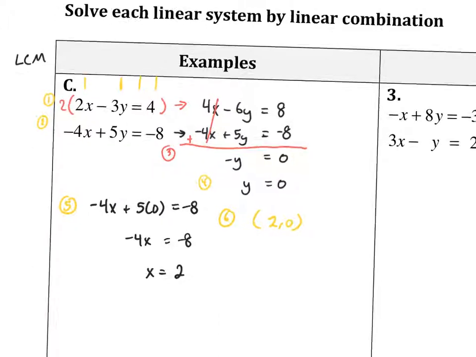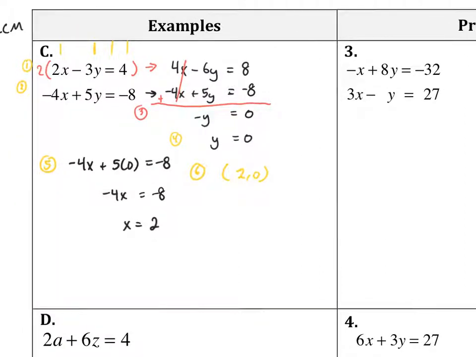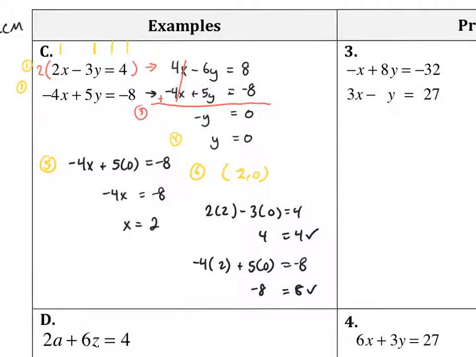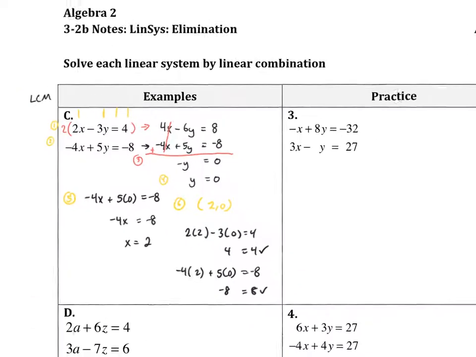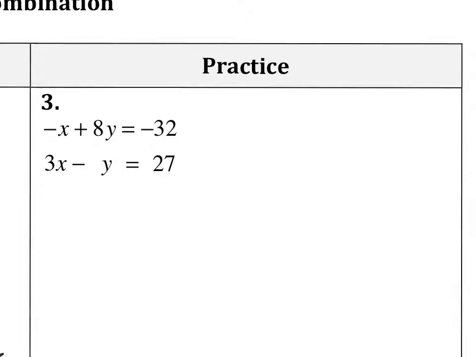So I just need to do a quick check for both of those. And in checking here, I get 2 times 2 minus 3 times 0 equals 4. And simplifying, things work out pretty well. 4 equals 4, and that's a check. Negative 4 times 2 plus 5 times 0 equals negative 8. And simplifying, negative 8 does equal negative 8. And we checked out.